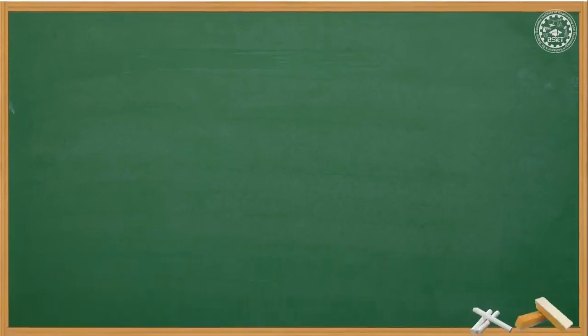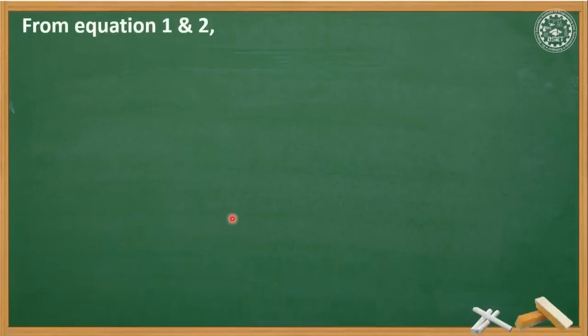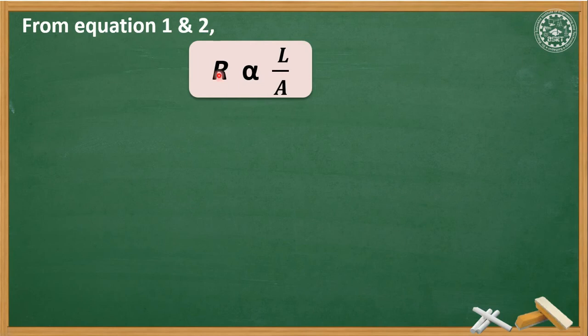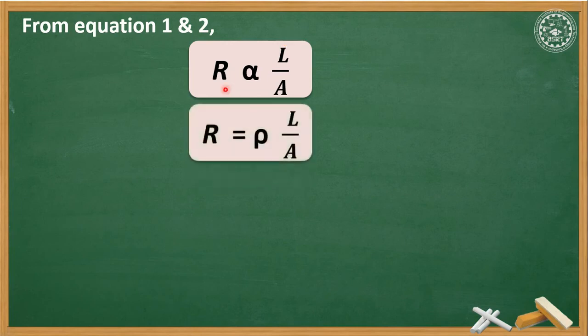If we combine the situation from equation 1 and equation 2, we can simply write resistance is directly proportional to L and inversely proportional to cross sectional area A. Means R is proportional to L upon A. To remove this proportionality sign and bring the equal to sign, we have to multiply this side by some proportionality constant. Okay, so in this way R is equal to rho into L upon A.